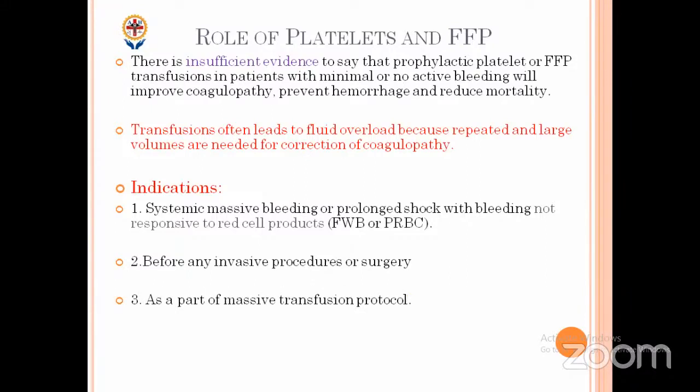So when you're giving PRBCs continuously for shock correction with bleeding, and you cross over into a massive transfusion, then you need to give a 1:1:1 ratio to replace the losses. And platelets can be given prophylactically only when the platelet count is less than 10,000. This is from the national guidelines. Even some units will wait till 5,000. So this depends on unit policy, but the national guidelines refer to 10,000. If you have less than 10,000 platelets, you can try prophylactic transfusion of platelets.